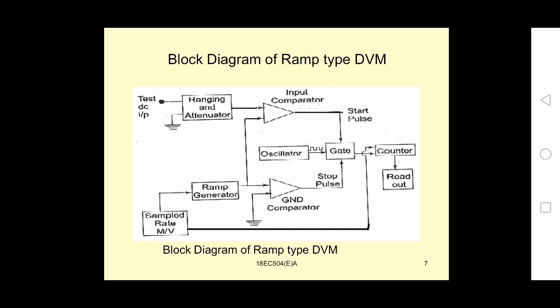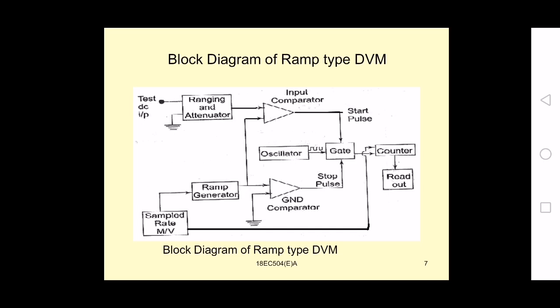The purpose of the input comparator is to compare your input with the ramp signal. Whenever the ramp signal reaches the level of the input signal while it is decreasing, when both are equal, that will be detected by the input comparator. When both are equal, you are giving a start pulse to the gate.